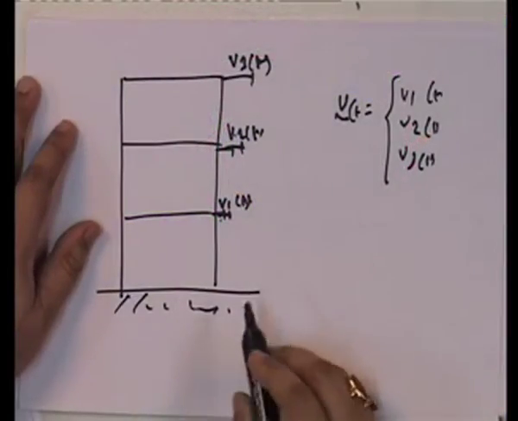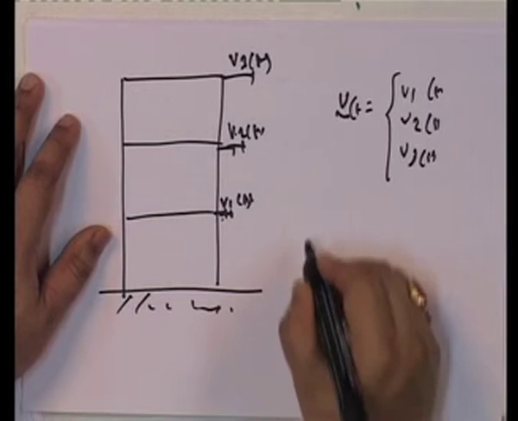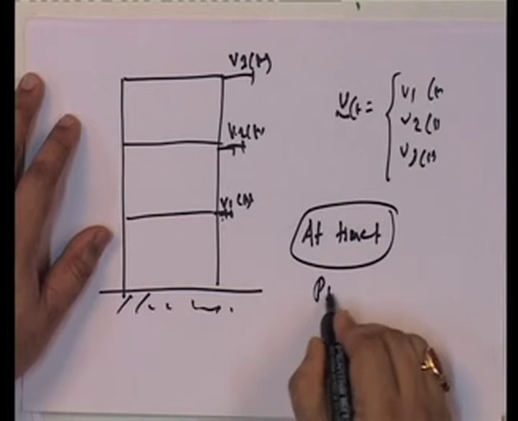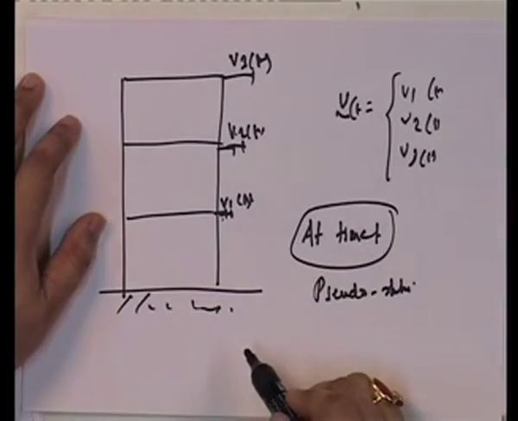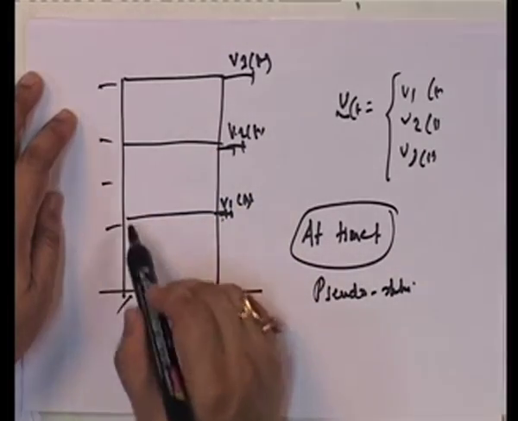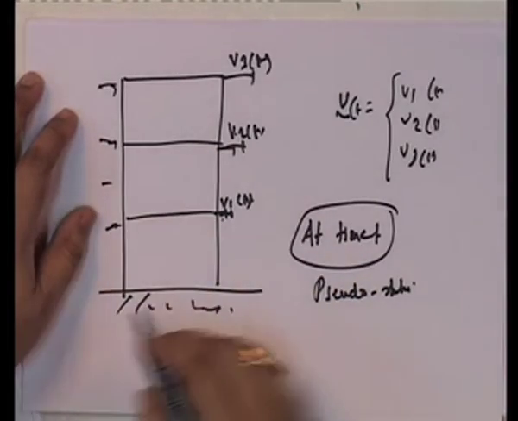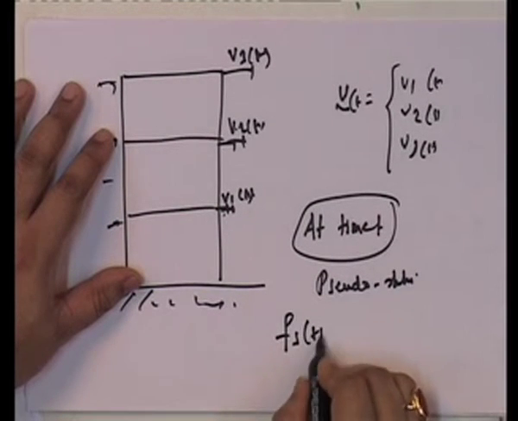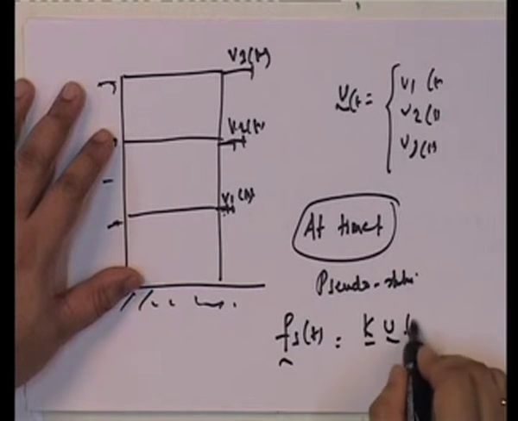Now, how do I find my base shear? Let us take the situation as if it was a static load. So, this is pseudostatic at time t. It becomes a pseudostatic problem. To get this displacement, what are the forces that I have to apply? Static forces, pseudostatic obviously, which are going to give me these displacements. Well, we know that. Those would be k into v.